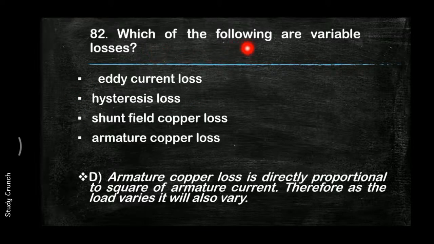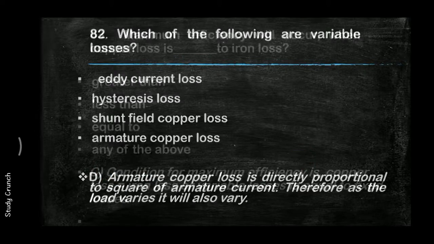Which of the following are variable losses? So the answer is armature copper loss is a variable loss. As we know, it is directly proportional to square of armature current. Therefore, the load varies, so it will also vary. Next.